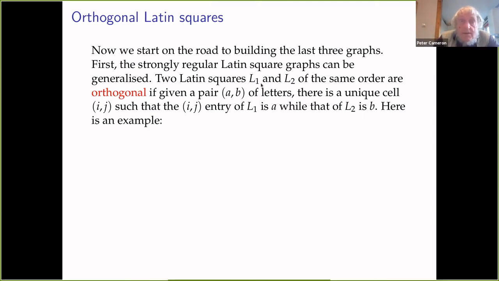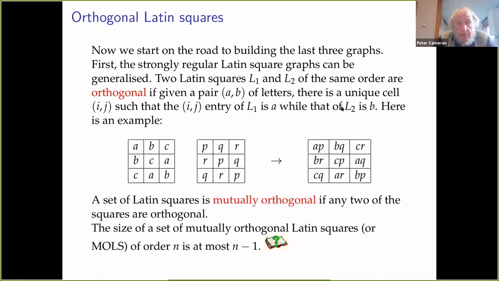I'm going to say that these 2 Latin squares are orthogonal if whenever you take a letter from the alphabet of L1 and a letter from the alphabet of L2, so there are n squared such pairs of letters, then you will find a unique cell in which L1 has the entry A and L2 has the entry B. So here's a little example. Here's a Latin square with the alphabet ABC. Here's a Latin square with the alphabet PQR. And if I just superimpose them, you see all combinations of an ABC with a PQR occur exactly once.